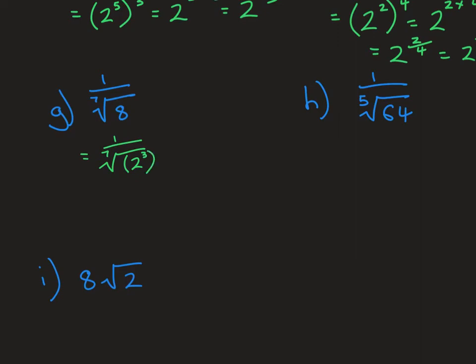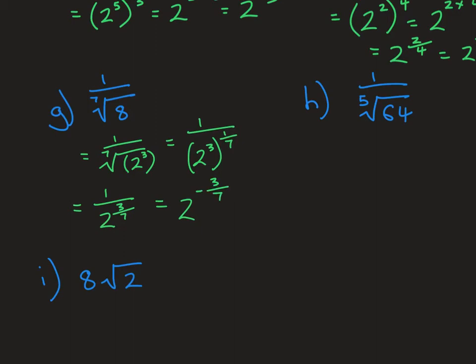Okay, so now what we do is we get rid of the square root sign. So we're going to have 2 to the power of 3 to the power of 1 over 7 this time. We expand the brackets, and what we're going to get is 1 over 2 to the power of 3/7. Now what we want to do is get rid of the 1 over 2. So this is where our negative indices come into play, and that is going to be equal to 2 to the negative 3/7.